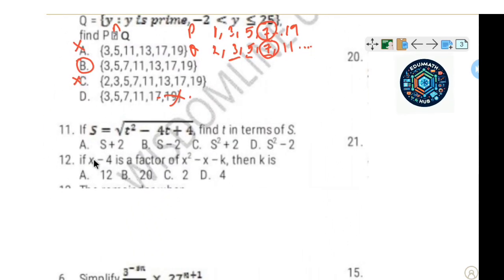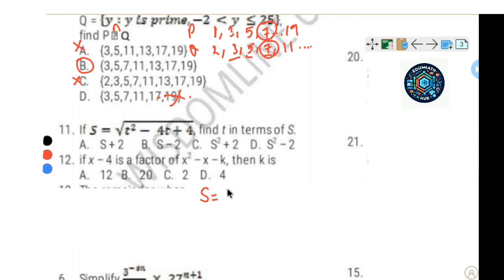So we are told that if s is equal to the square root of t squared minus 4t plus 4, find t in terms of s. It means that you should find the relationship for t and s, an equation that combines or joins t and s. So you have s equals the square root of t squared minus 4t plus 4. So you factorize this, you have (t minus 2)(t minus 2).